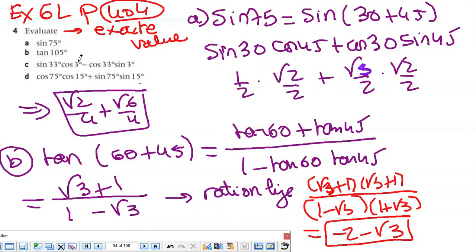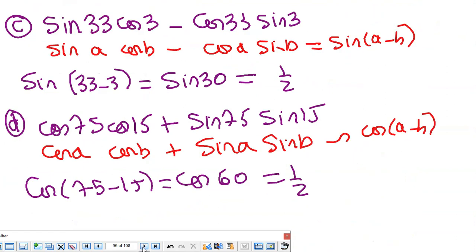105 is not one of the angles that we know from the unit circle. We decompose it into the sum of two angles that we know, that is 60 plus 45. Then I use the formula tangent A plus tangent B over 1 minus tangent A tangent B, and I will get the answer here. And then we need to rationalize it by multiplying by the conjugate of 1 minus radical 3, which is 1 plus radical 3. And after developing and calculating, I can find the answer: minus 2 minus radical 3. Guys, I'm going fast because I want to finish it all in one video.